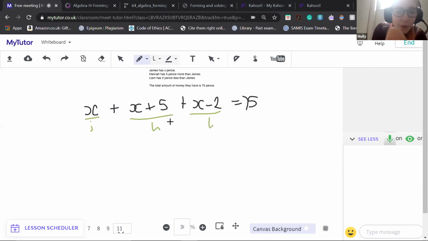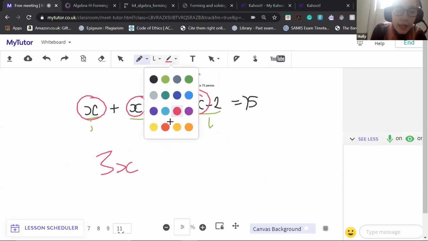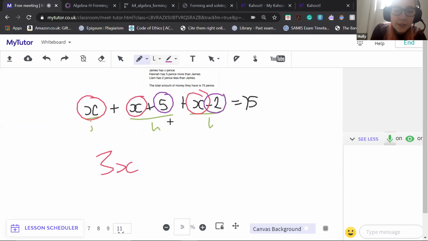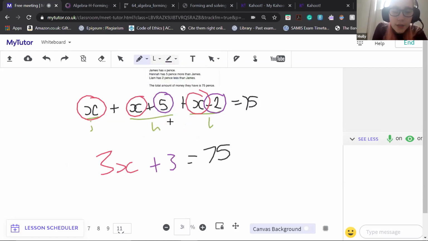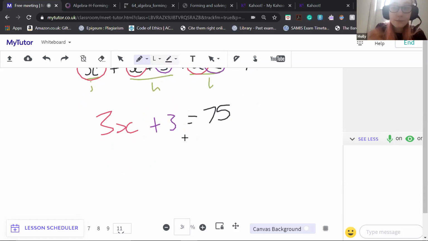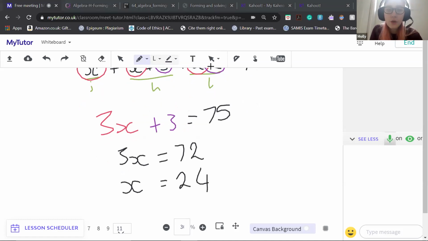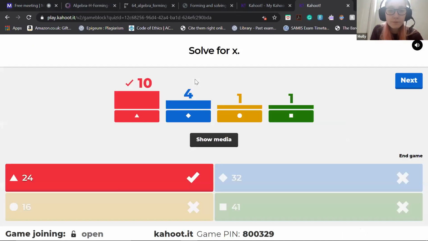And then we'll do exactly what we've been doing. Let's collect some like terms. So x, x, and x. That's 3 x's there. And then we've got a 5 and a minus 2. That gives us 3. And that's equal to 75. So then let's subtract 3 from both sides. 3x equals 72. And then divide both sides by 3, 24. And that's how we got x equals 24. So well done to those of you who got that.